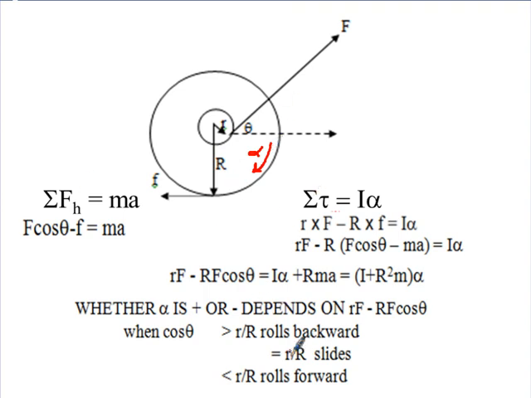If you get cos theta equal to r over R, then you get a 0 here, and there shouldn't be any acceleration. And if you get the cos theta less than r over R, then this becomes a positive quantity. You get a positive alpha. Turn this around, and this time that's an alpha coming out. I get the thing rolling forward.